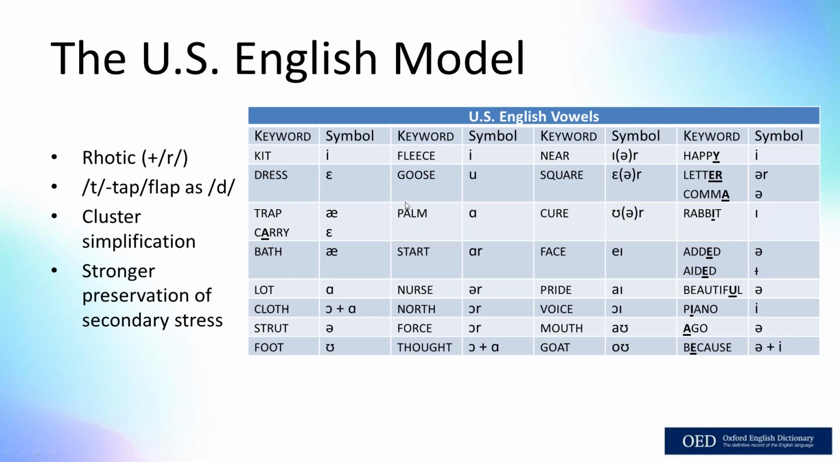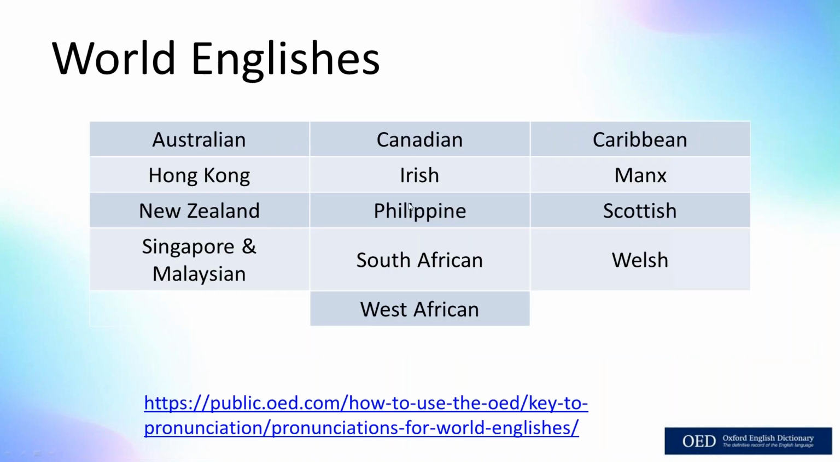So we will move on to our world Englishes. And we mentioned earlier briefly how Upton and Kretschmar's vowel system has facilitated our expansion of pronunciations for other varieties of English. It isn't the focus of today's presentation, but to date, we do have 13 published varieties and more in the pipeline. Each of these varieties has its own symbol set. It has its own key to pronunciation, and it has its own pronunciation model.